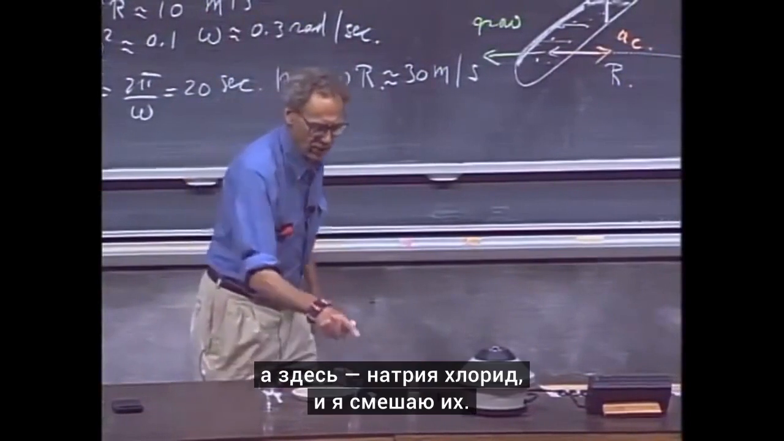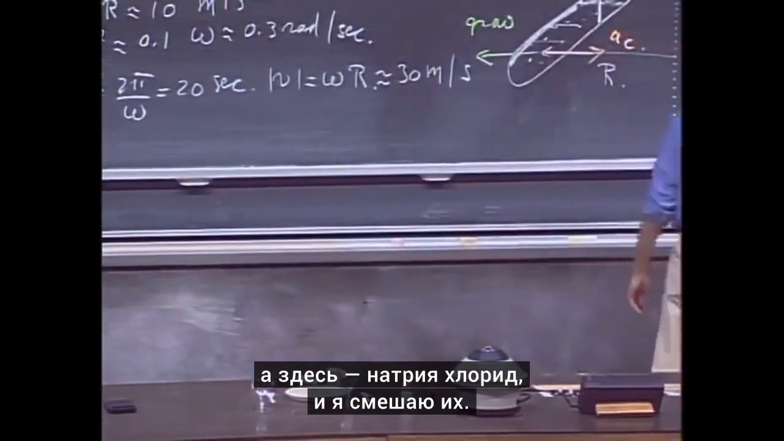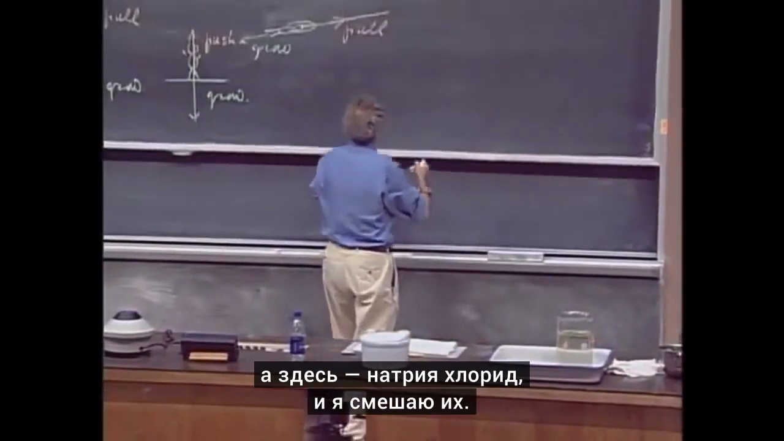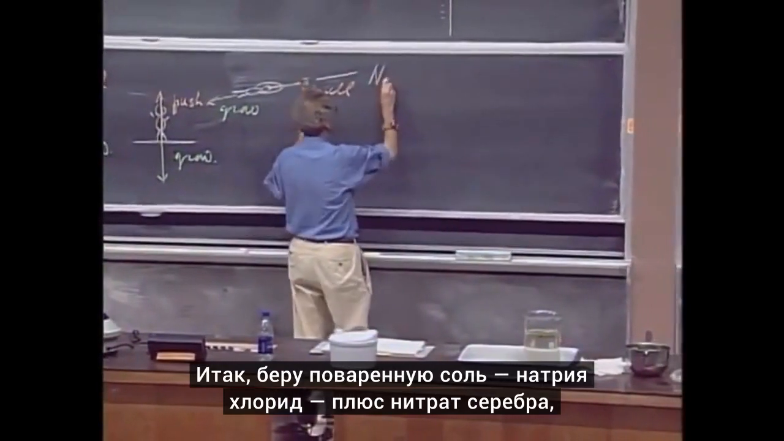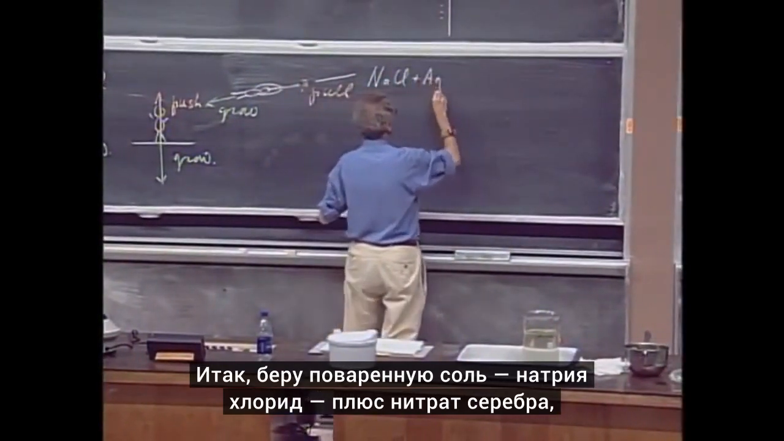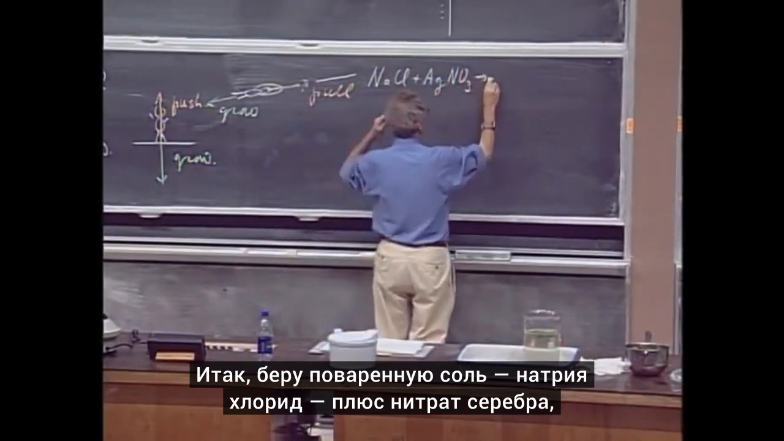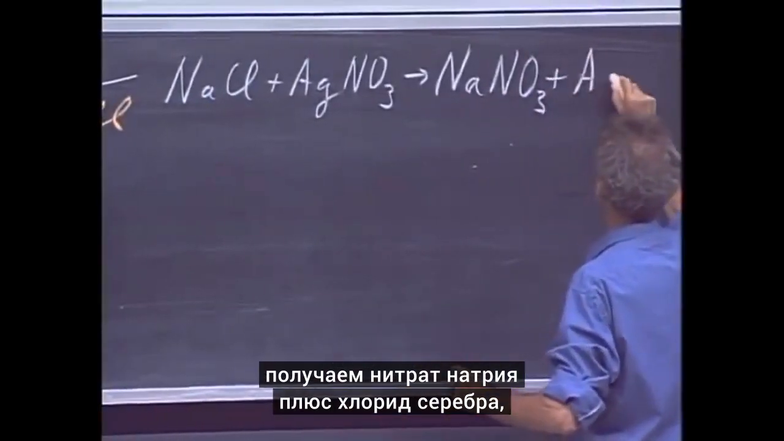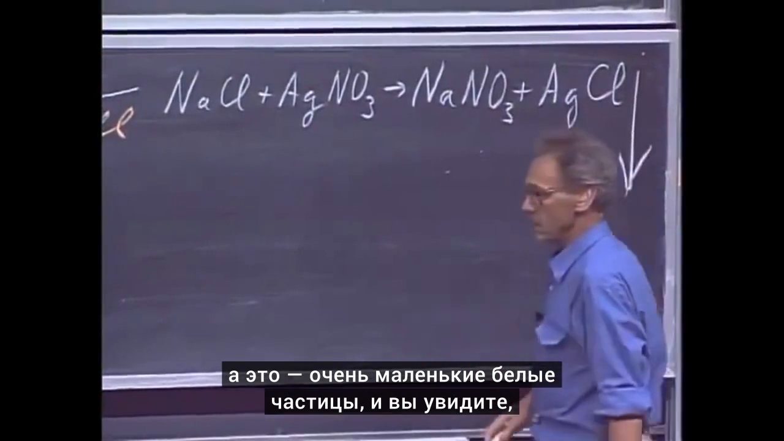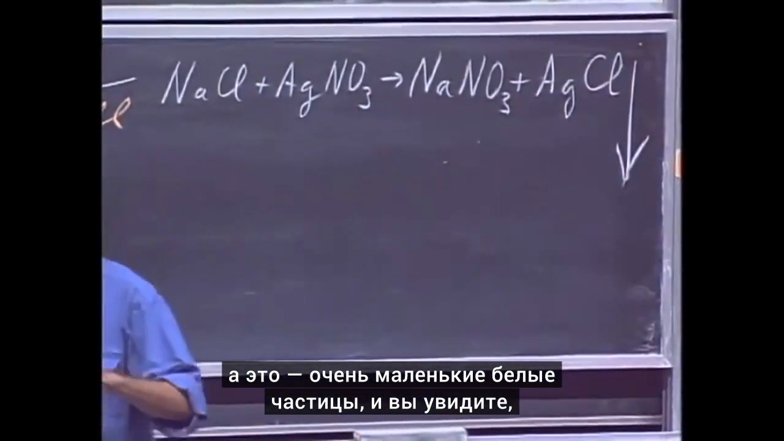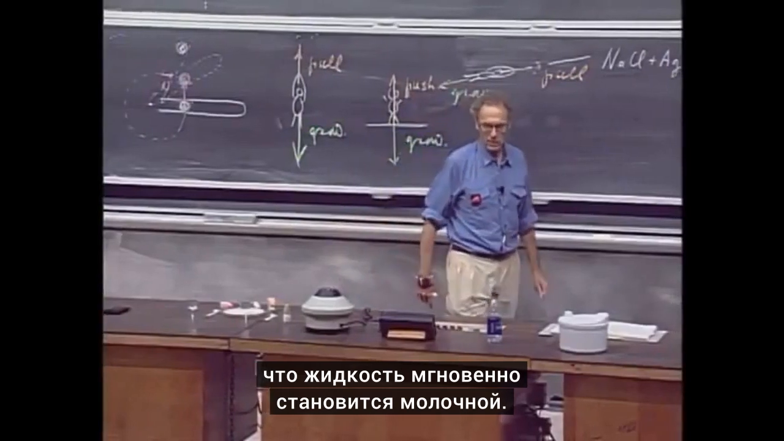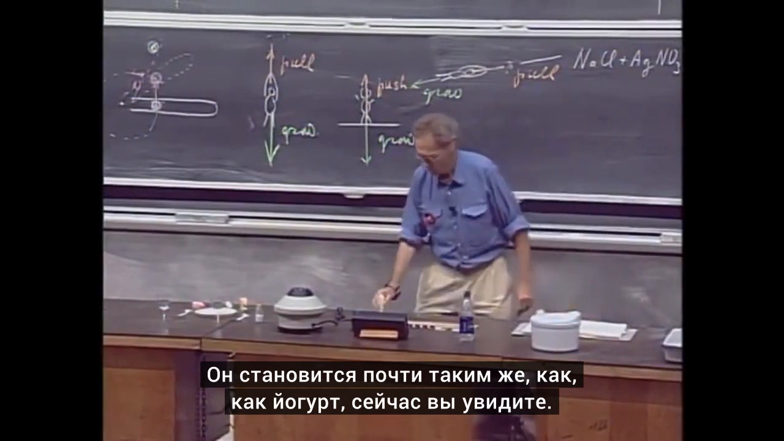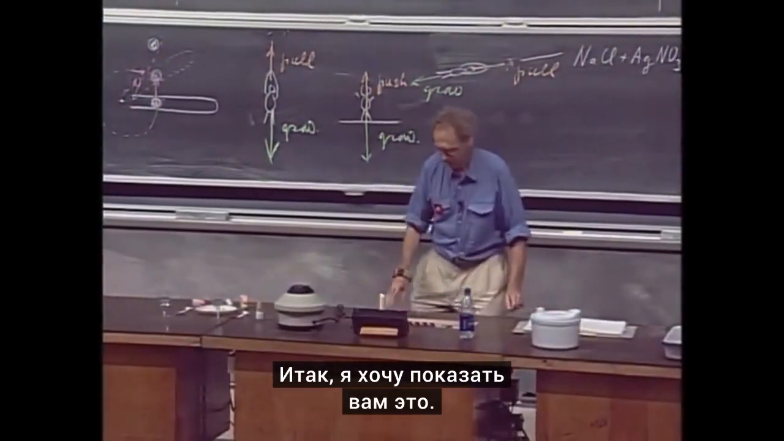So I have here silver nitrate, and there I have sodium chloride, and I mix the two, so I get table salt, sodium chloride, plus silver nitrate, gives sodium nitrate plus silver chloride, and this very small white particles, and you will see that the liquid turns milky instantaneously. It almost becomes like yogurt, as you will see. And so I want to show that to you.